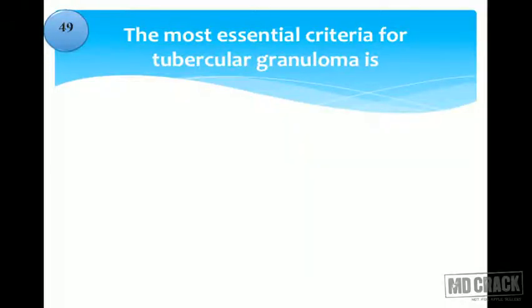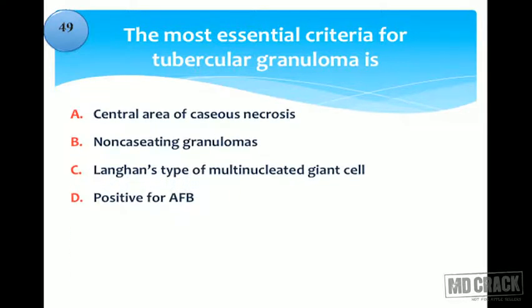The most essential criterion for tubercular granuloma is, remember that tuberculosis is a very common and favorite test question for the exams. Option A, central area of caseous necrosis; non-caseating granulomas; Langhans type of multinucleated giant cell; fourth, positive for AFB, acid fast bacilli. So what is the most important criterion? For which criterion will you give more importance?